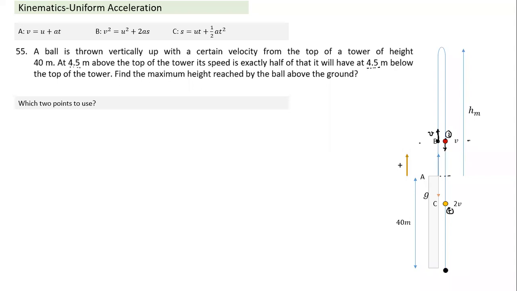What else is given? The distance between 2 points is given. So actually, what is the displacement if this is the initial point and this is the final point? This is the displacement, 9.0 meter. Okay, this is the information which is given here.